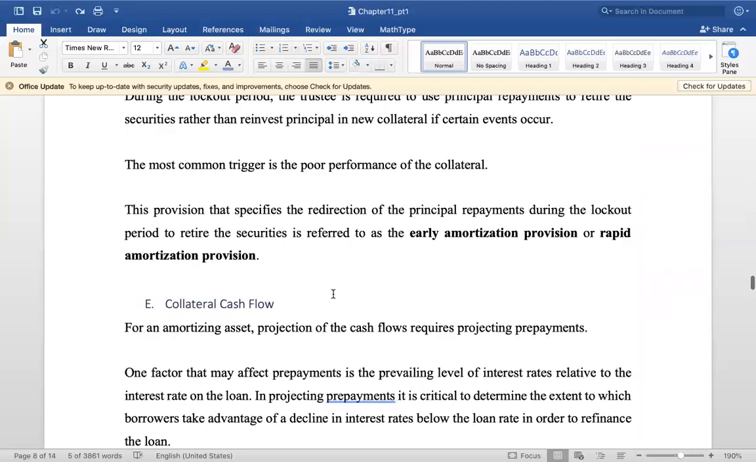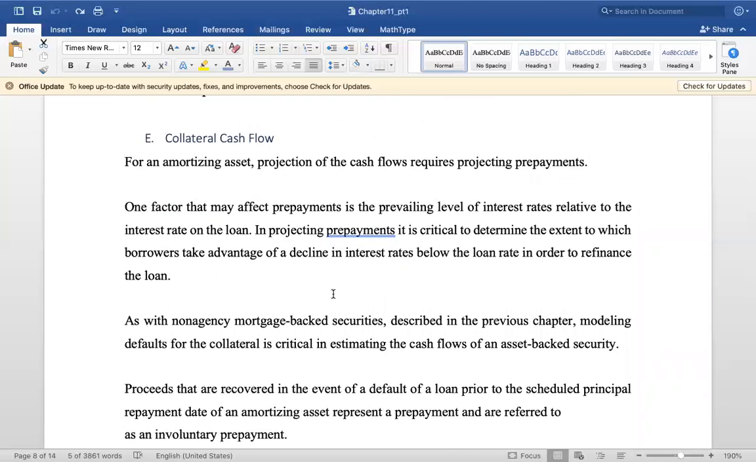Okay, let's talk about the collateral cash flow. For amortizing assets, the projection of cash flow requires projecting the prepayments, just like the projection of prepayments we talked about for mortgage-backed securities. One factor that may affect prepayments is the prevailing level of interest rates relative to the interest rates on the loan. In projecting prepayments, it is critical to determine the extent to which borrowers take advantage of the decline in interest rates below the loan rate in order to refinance the loan.